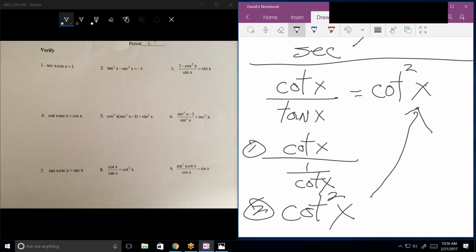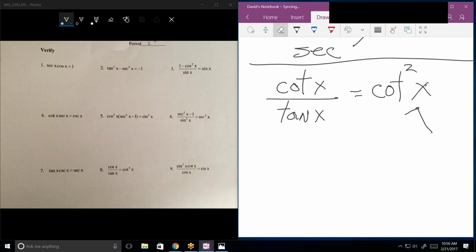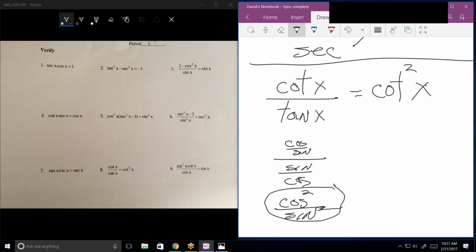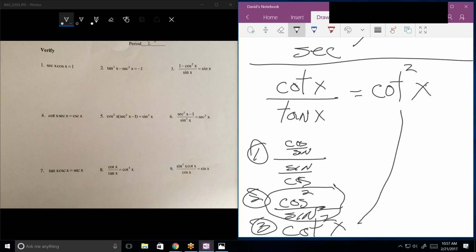Now I could get there with a lot more steps. Let's just look. Cotangent is cosine over sine. Tangent is sine over cosine. And now if I flip and multiply, I get cosine squared over sine squared, which is fine because I recognize that as the quotient identity. So that'll be cotangent squared of x. But notice I've done 1, 2, 3 steps this time to prove it. So this was not the most efficient way to do it.